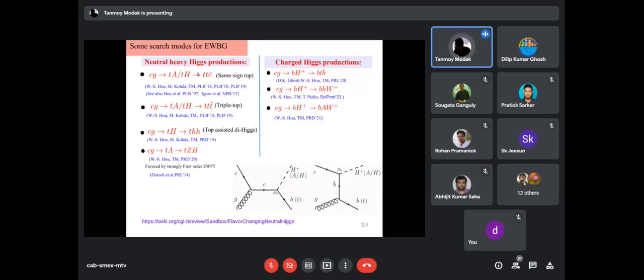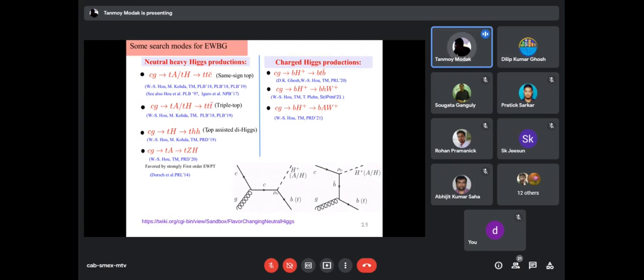We found that this could be a very clean probe because it has a same-sign dilepton signature. It's a pretty clean probe for the LHC. Triple-top may require the high luminosity LHC, but it's also very clean because if you decay all three of them in the same way, you have three same-sign leptons, also a pretty clean process. And this is top-assisted di-Higgs, and we discussed that this can also be discovered, but it requires the high luminosity LHC, or roughly around 450 GeV mass. If it is beyond that, one may not have discovery, but may have some evidence.